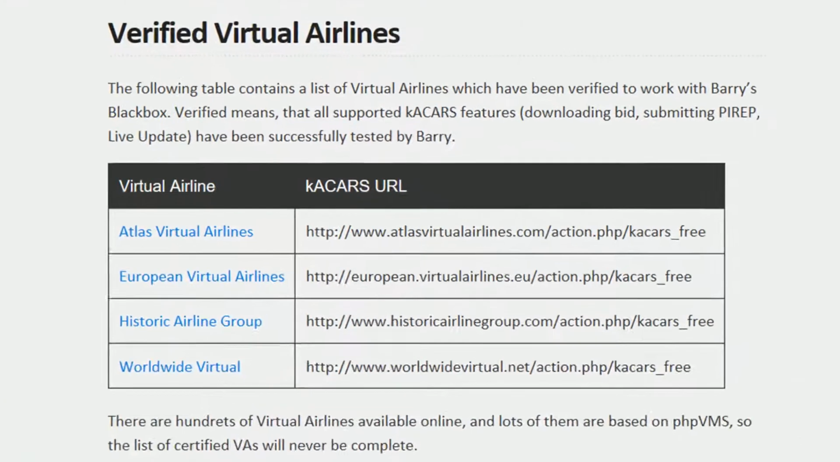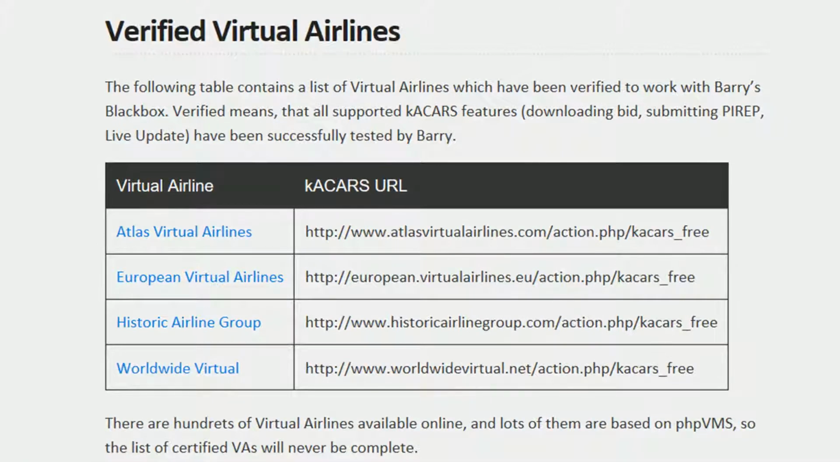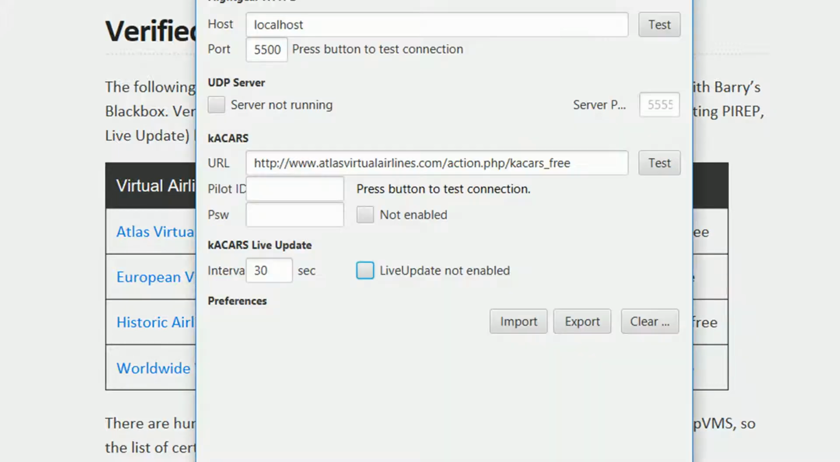The important information is the ACARS URL, which is the URL of your virtual airline's website, followed by the path /action.php/kacars_free. Go now to the configuration tab of Barry's Blackbox and enter the KACARS URL of your airline, your pilot ID and your password. Enable the KACARS and live update features and press the test button.